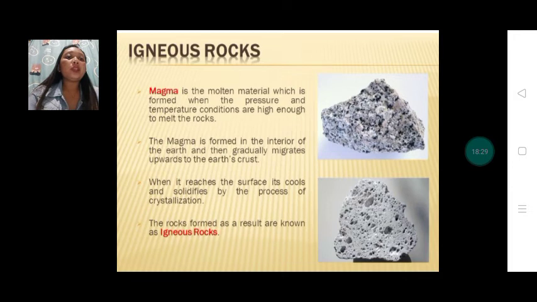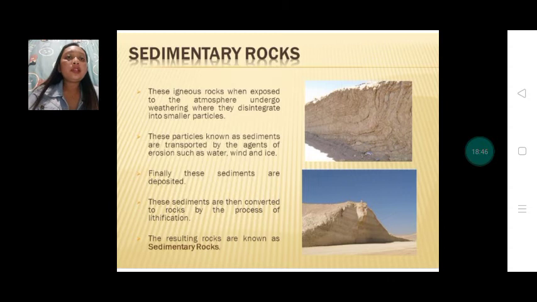The rocks formed as a result are known as igneous rocks. So, gikan sa magma kanang mahilis, hantod kung mabugnaw na siya, mahimo na siya nga kanang murag crystal, mao na siya ang gitawag nga igneous rock. Okay. So now let's find out the sedimentary rocks.